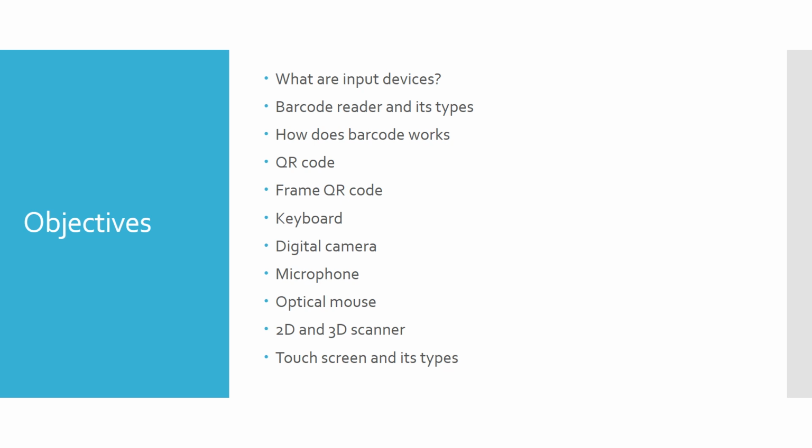And then we will be looking at how this keyboard works and what are the different types of keyboards, and why the ergonomic keyboard is better than the traditional keyboard. What is digital camera, microphones, optical mouse, 2D and 3D scanners, touch screens and its types, right? So these are the simple objectives of our today's lesson.